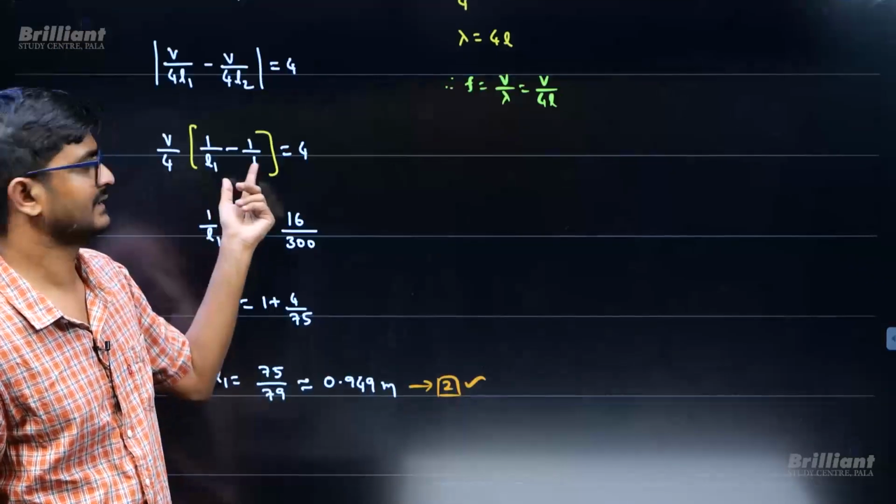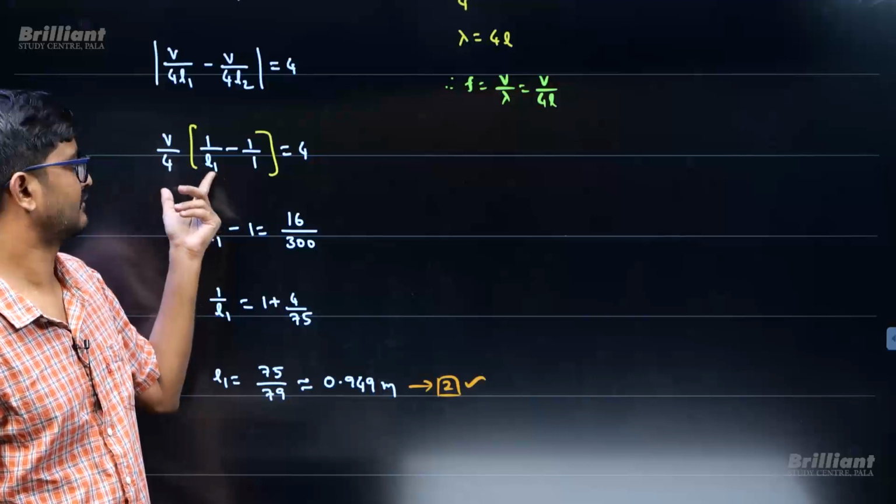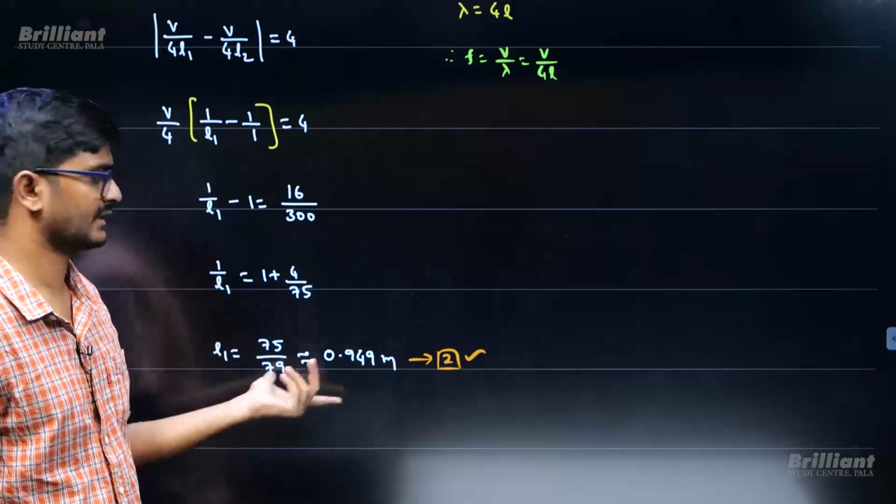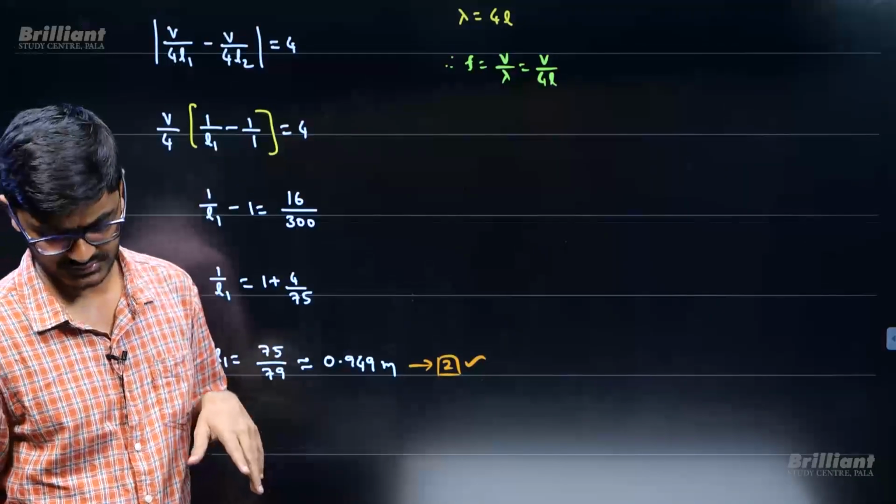Now they have said one length is 1 and the other length you need to find. V value is given in the question, right? You can just substitute and you can calculate. It's a straightforward question, right?